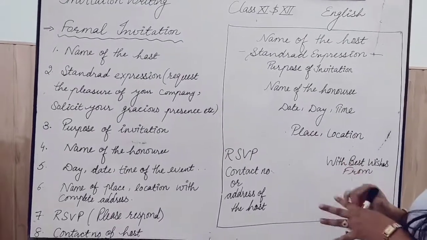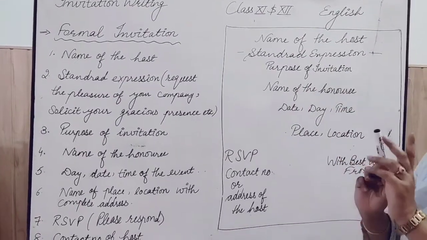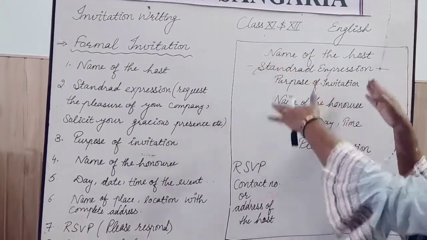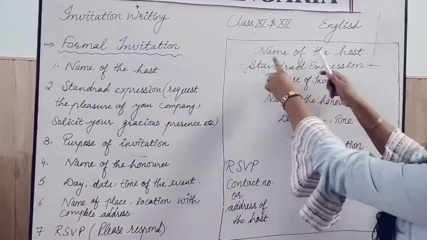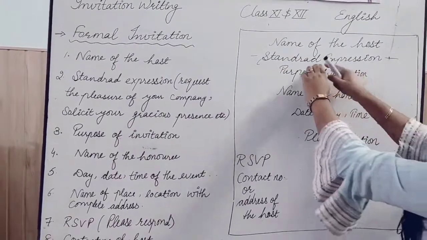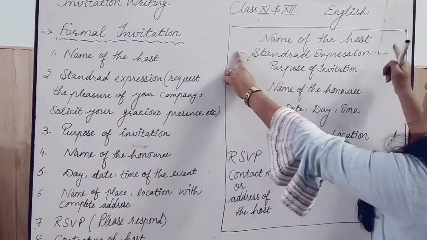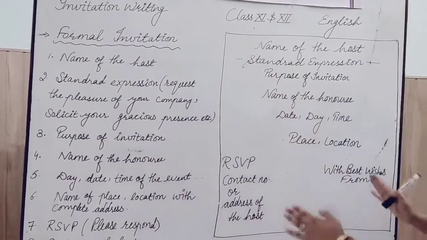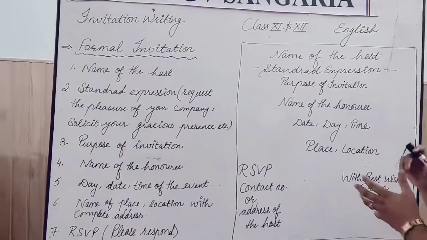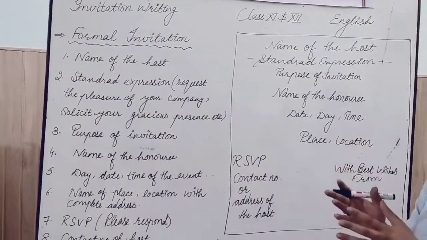Okay, let's see where to write which one. This is the box, and here you have to take the middle, the center of this page, and in the center of the page you write the name of the host. Then the standard expression, you can start from here, meaning there is a proper alignment of writing. It should not look like everything is mixed up.